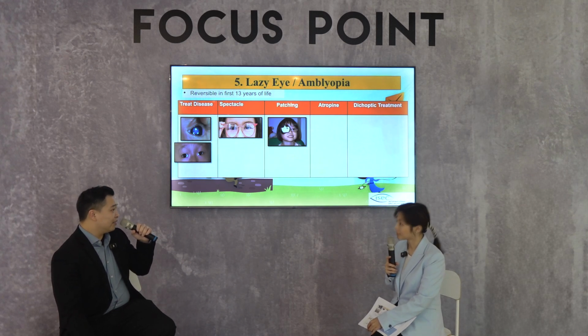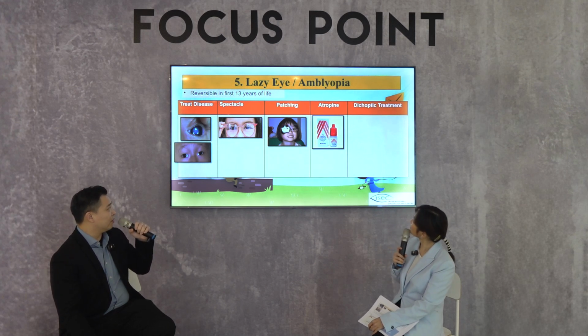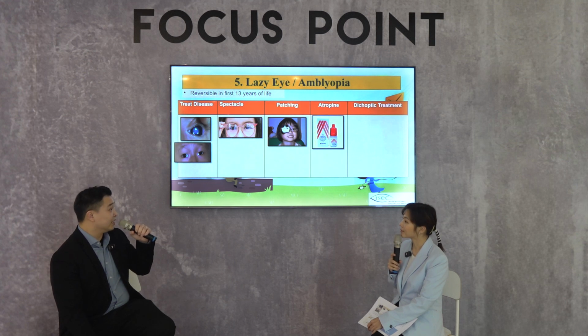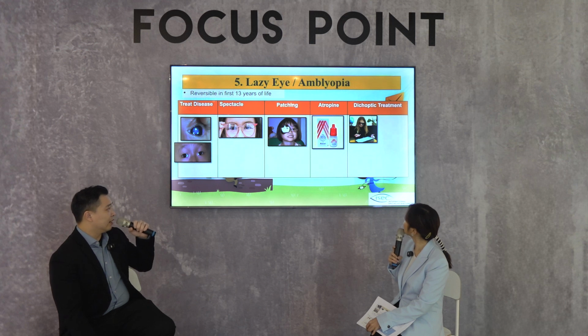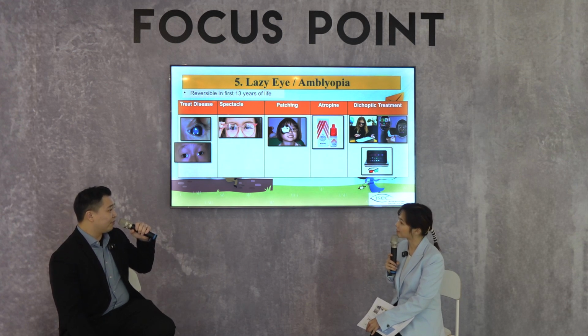We cover the good eye to force the worse seeing eye to see more. This provides more visual stimulation to that eye for it to develop further. If they are not so compliant, we can also use atropine 1%. This would blur the better eye so that they use the poorly seeing eye more often. There are also other forms of dichoptic treatment that enhance binocular interaction with various platforms, such as VR devices, even streaming devices. Studies have shown that the efficacy is much better compared to the others.